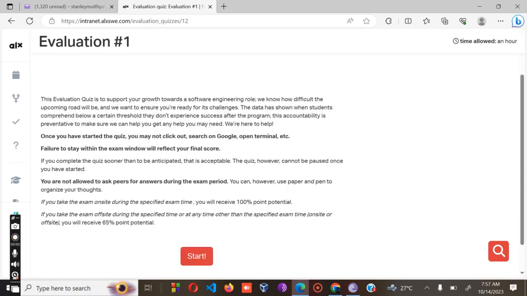Another point, you are not allowed to ask a peer for answers during the exam period. You can, however, use paper and pen to organize your thoughts. Another point to note is that if you take the exam on site during the specified exam time, you will receive a potential 100 points. If you take the exam off site during the specified time, or at any time other than the specified time, you will receive 65.